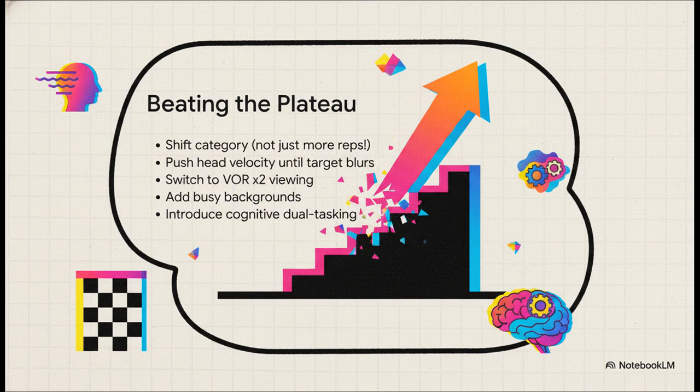The biggest trap is just telling the patient to do more reps of the exact same exercise. Actually, scratch that. Doing more reps is useless here. A plateau means you have to escalate a specific dimension of the exercise. You need to push the head velocity right until the target just begins to blur. Or you might switch to 2x2 viewing, add a busy background like a checkerboard wall, or introduce cognitive dual tasking. You absolutely have to change the stimulus if you want to keep driving that cerebellar plasticity.